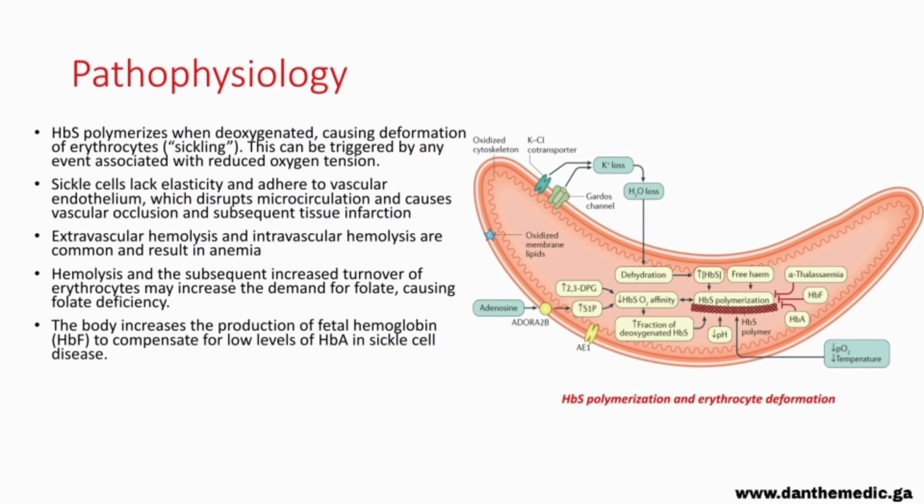Now, as time goes on, there is extravascular hemolysis because there is phagocytosis by splenic macrophages, and intravascular hemolysis because of the mechanical damage. And as time goes on, this hemolysis results in anemia. And then, as time goes on, there will be folate deficiency. And also, the body has to increase production of fetal hemoglobin to compensate for this low level of adult hemoglobin in sickle cell disease. Hence, the reason for the high percentage of fetal hemoglobin in patients with sickle cell disease.